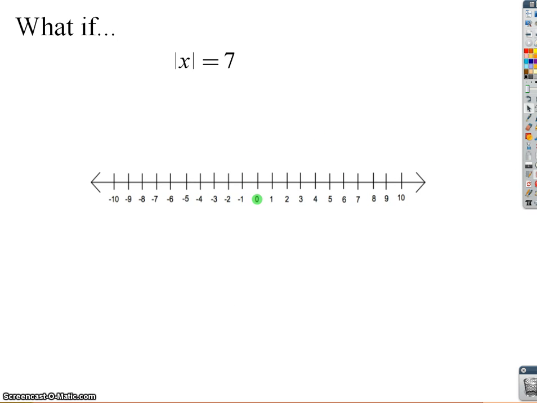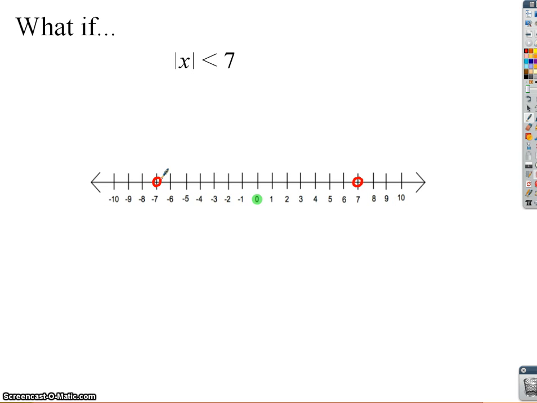Well, what if x isn't equal to 7, but what if the absolute value of x is less than 7? Well, this says now that the distance a number is from 0 has to be less than 7 places. When it was equal to 7, that meant it could have been here, or it could have been here. But now in this one, what it says is the spaces away from 0 have to be less than 7. Well, that means it can go anywhere between 7 and negative 7.